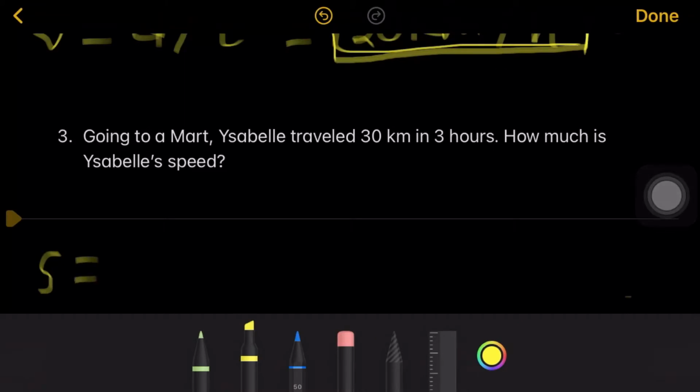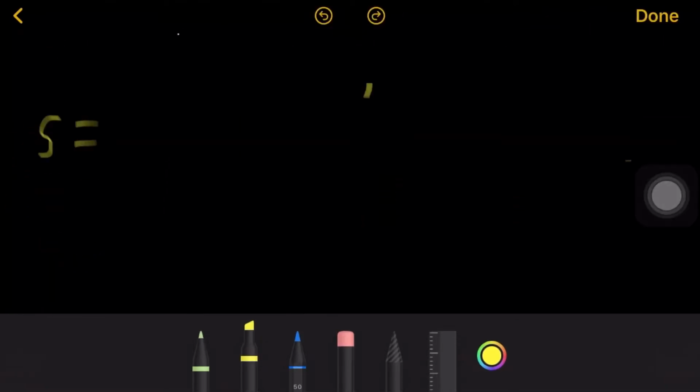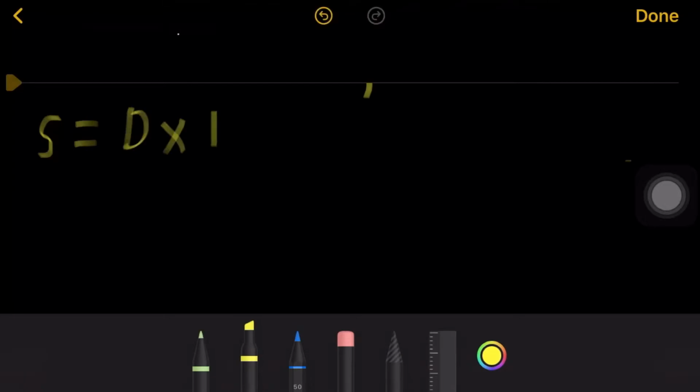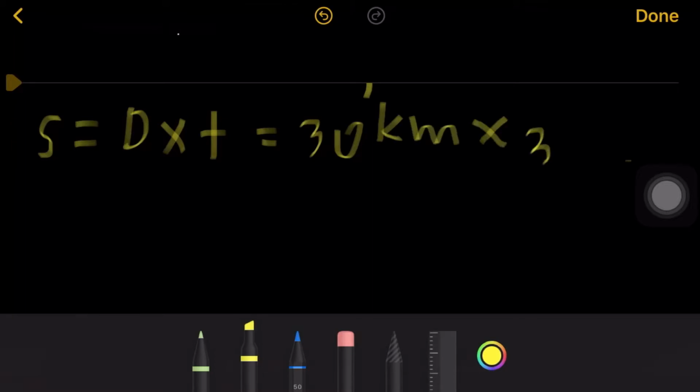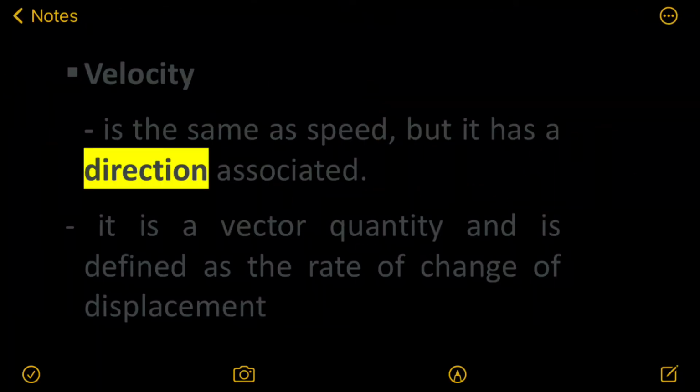So the third problem would be going to a mart. Isabel traveled 30 km in 3 hours. How much is Isabel's speed? So to get the speed, like what I've said earlier, distance times time equals 30 km times 3 hours. How much would it be? 90 km per hour.